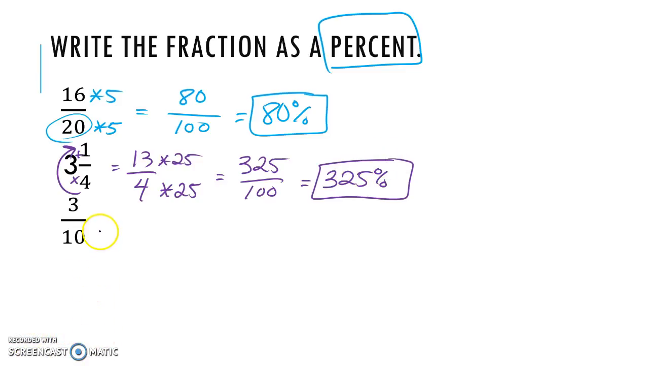Our last problem like this is 3/10. Here we can multiply both numerator and denominator by 10. We get 30/100ths, which is 30%.